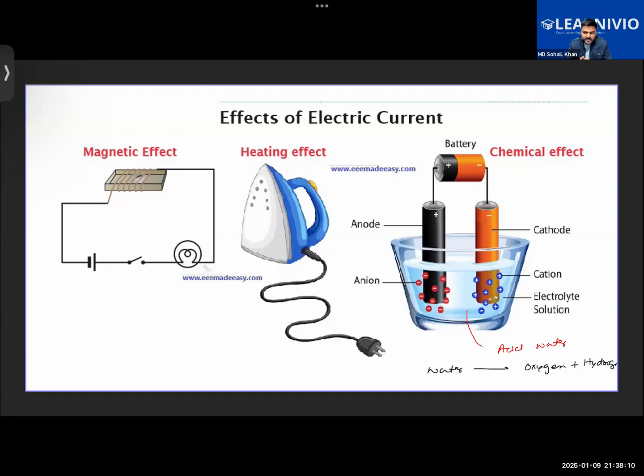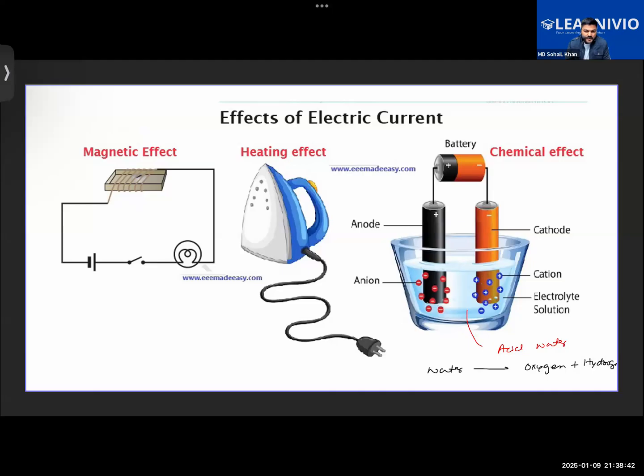In the revision of this chapter, we'll be particularly learning about the chemical effect. Now, when the chemical effect is given off, what does it mean? There must be some chemical reactions. In the 7th grade, you must have learned about physical and chemical changes.